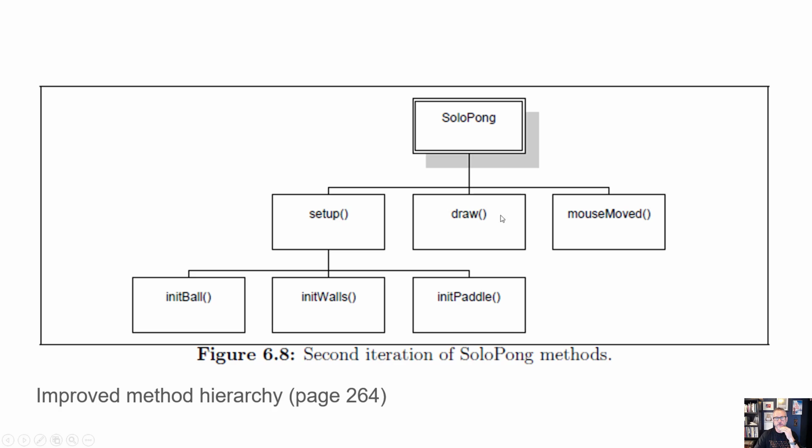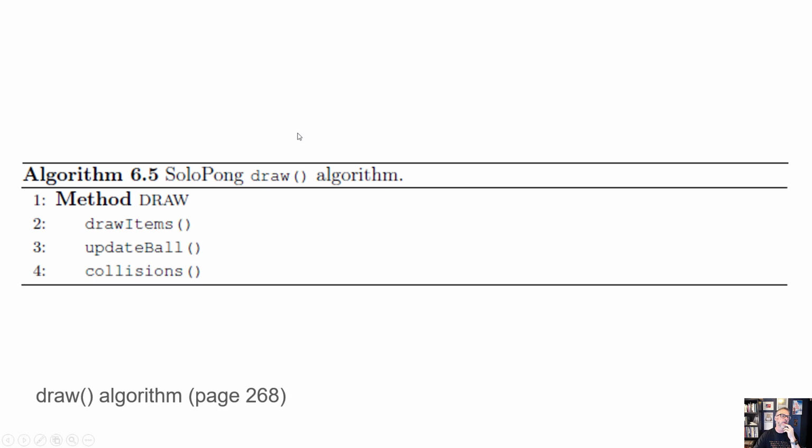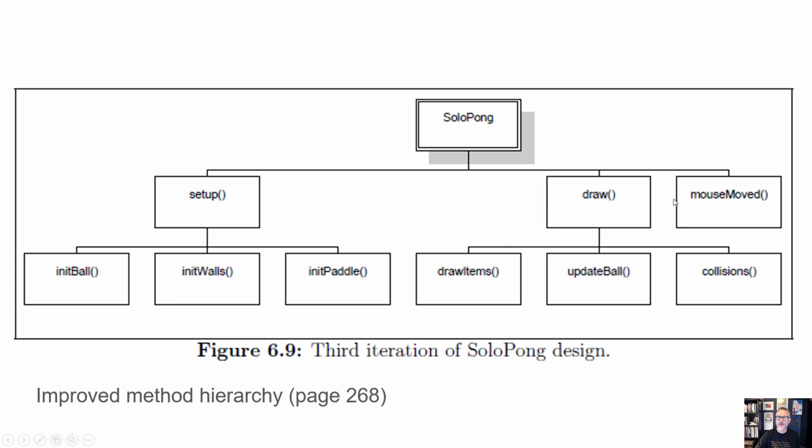And then we might look at the draw method, right? To see if we can break that up into smaller pieces. Well, if we think about it, there's probably three things that we have to do in here. We have to draw all the items, update the ball's location so that the next time the draw method is called, the ball will be in a slightly different location so that we get the illusion of it moving, and then handle any collisions that we happen to have. Okay, so that provides us with three sub-methods from the draw method. Draw the items, update the ball, and perform the collisions. Okay, so that's about where we are for the end of this particular portion of the text.